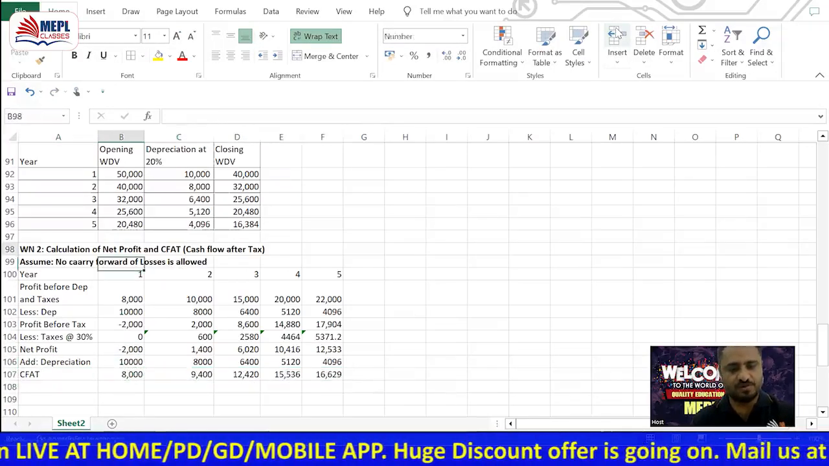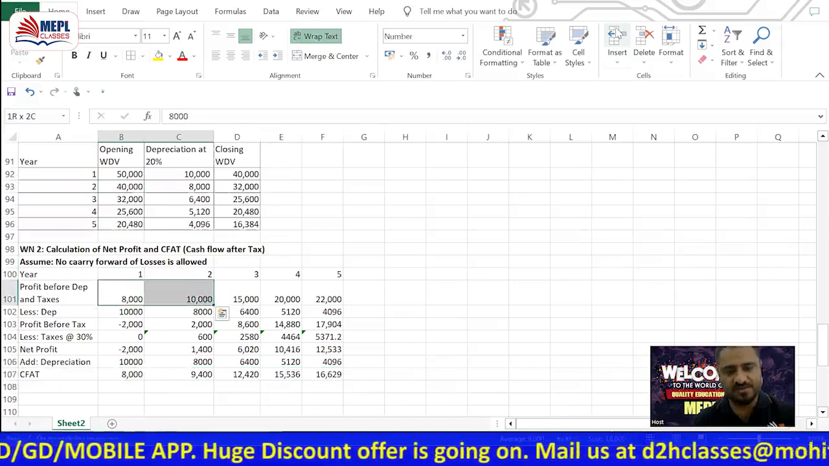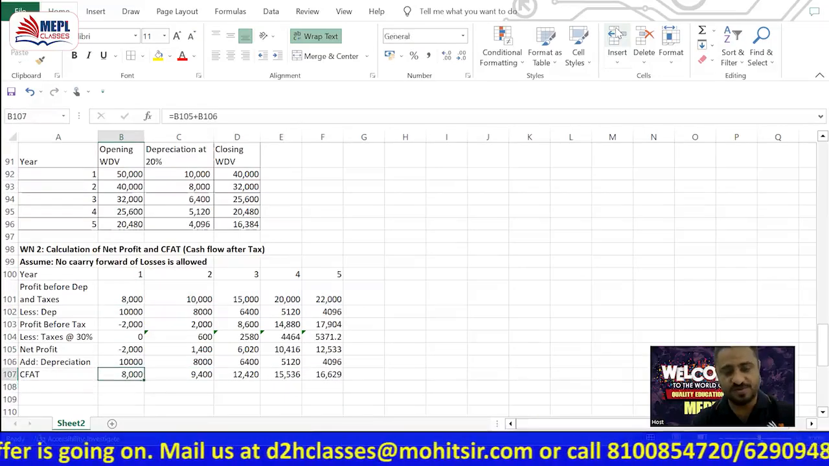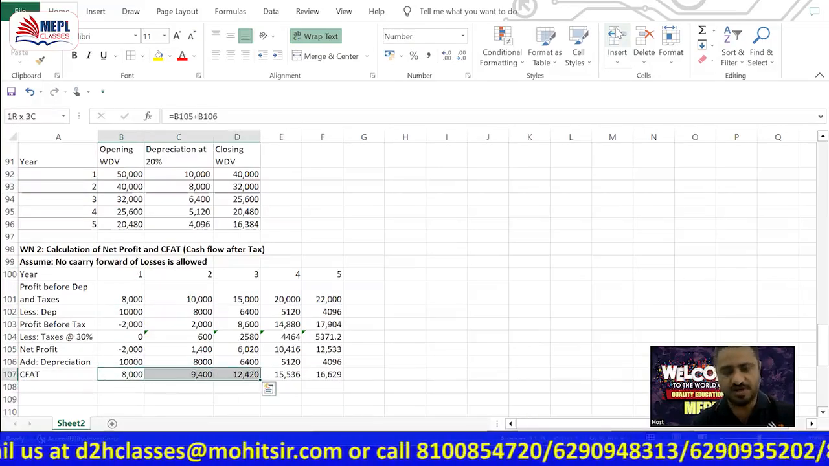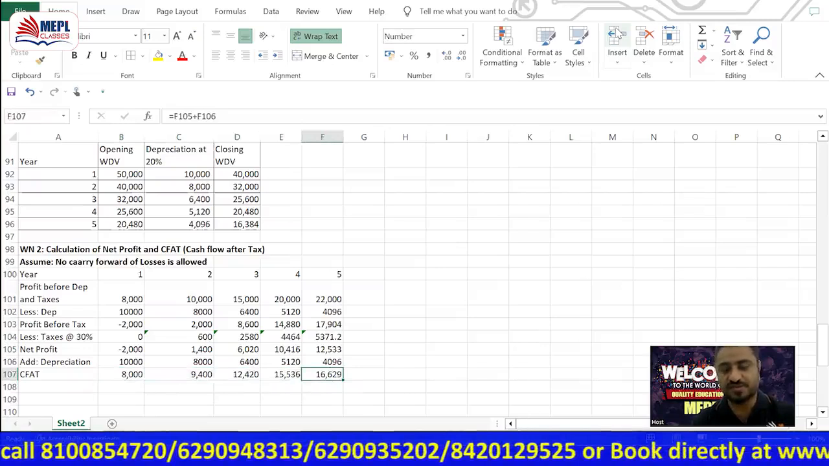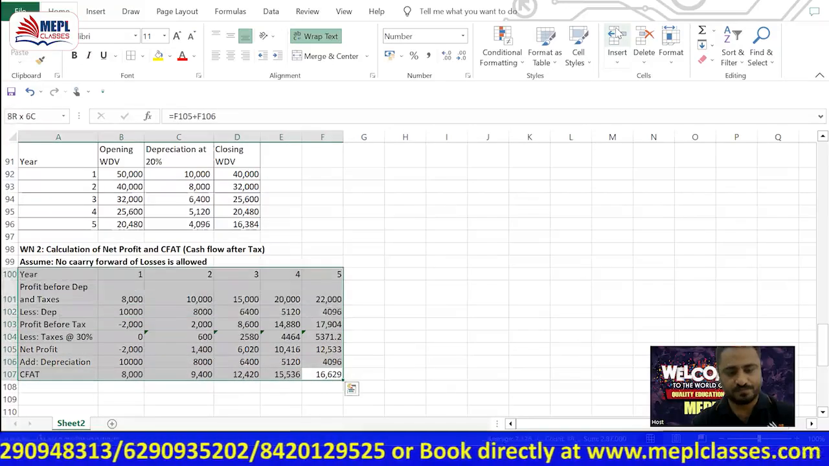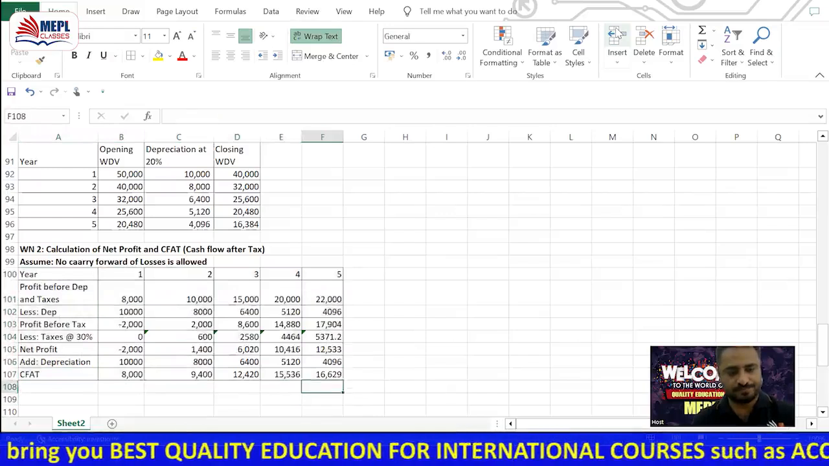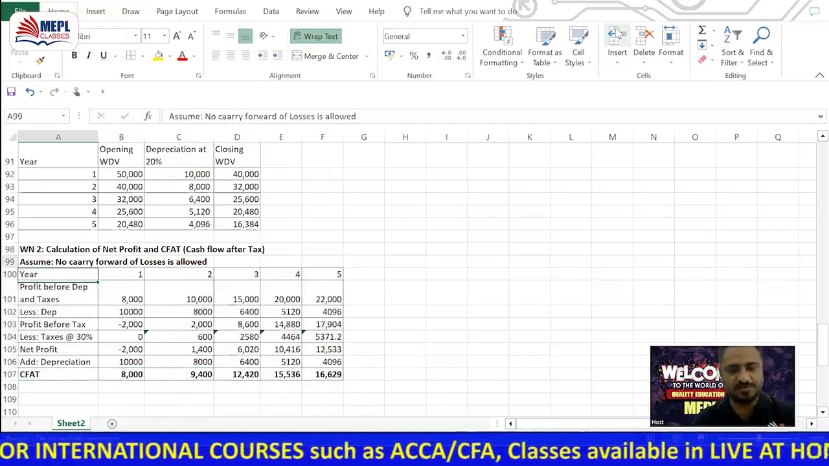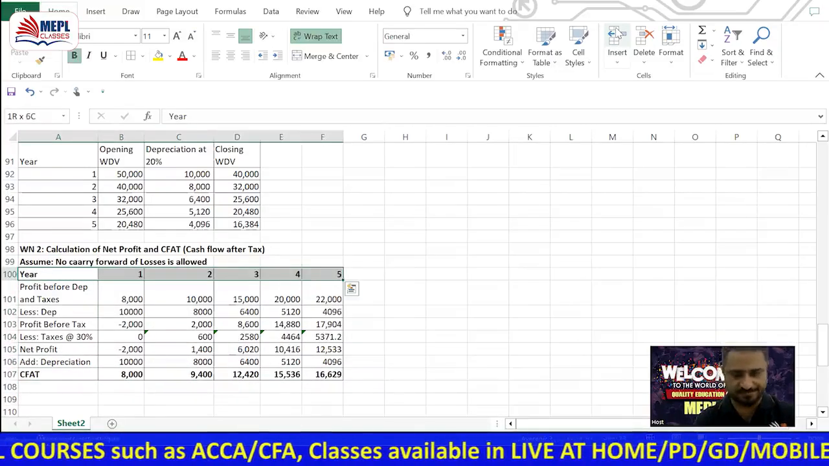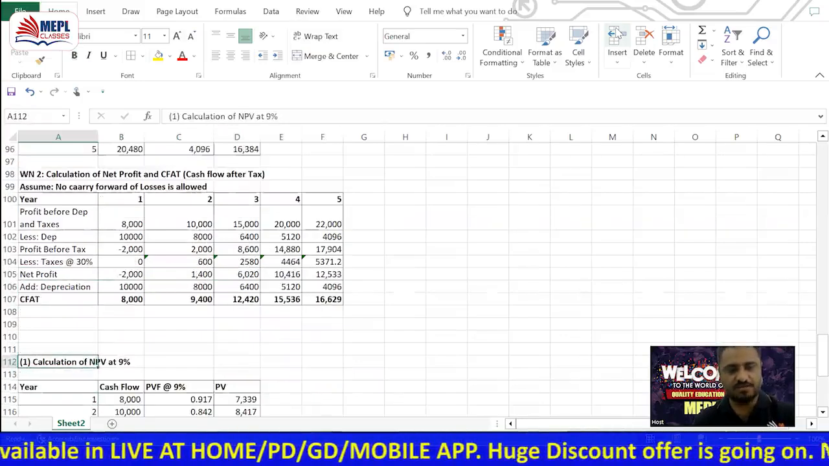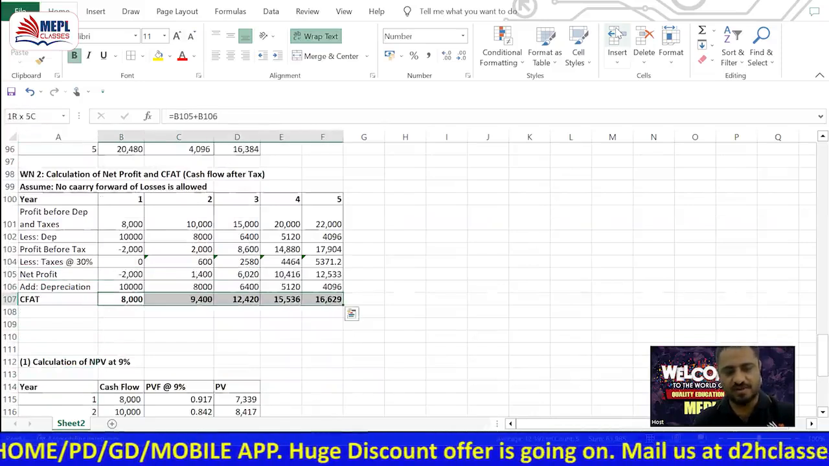So even though the profits were 8,000, 10,000, 15,000, 20,000, and 22,000, our cash flow is going to be 8,000, 9,400, 12,420, 15,536, and 16,629. So this is important for us to understand. How do we derive the cash flow if the profits are given? So now we have the cash flow, we can calculate the net present value.